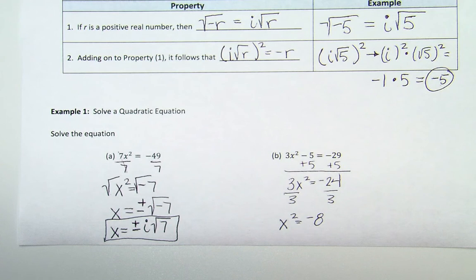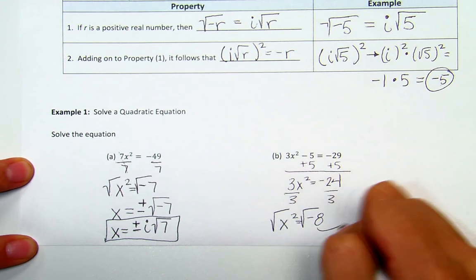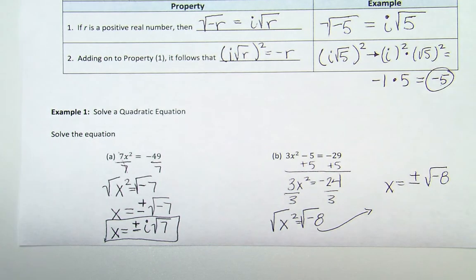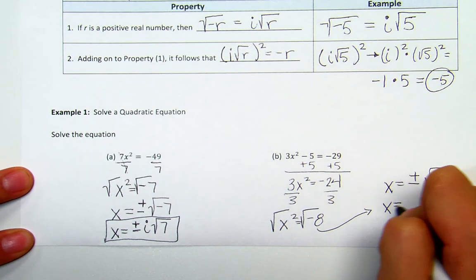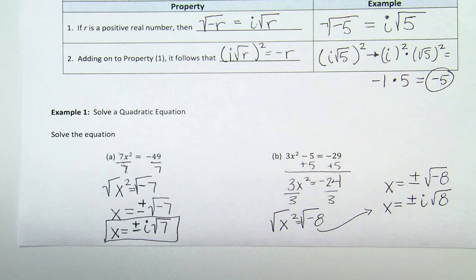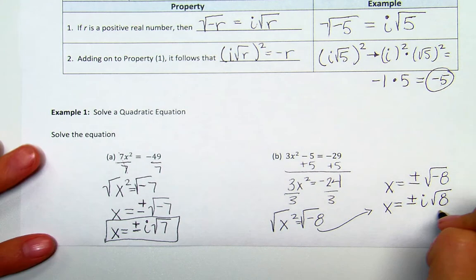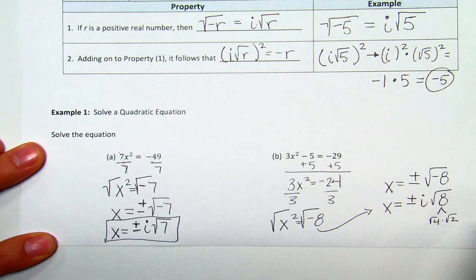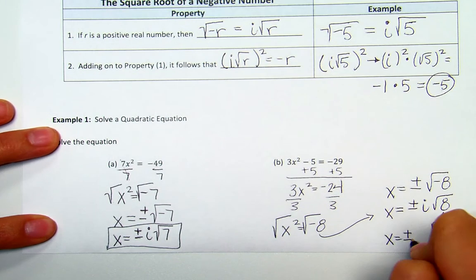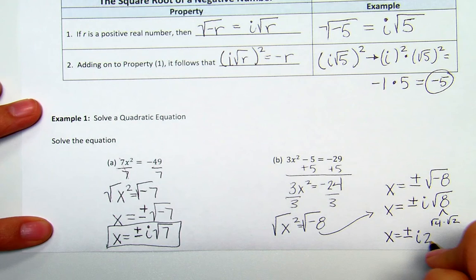Just like I did in letter A, I'm going to square root both sides. When I square root both sides, I get x is equal to positive and negative square root of negative 8. And we know we can't leave our answer with a negative number inside our square root, so we're going to use our i value, plus and minus i square root of 8. And at this point, we know that we can actually break down the square root of 8 a little bit further. We can simplify it by pulling out a perfect square. Since the square root of 8 is the same thing as square root of 4 times the square root of 2, my final answer will be plus or minus i 2 square root of 2.